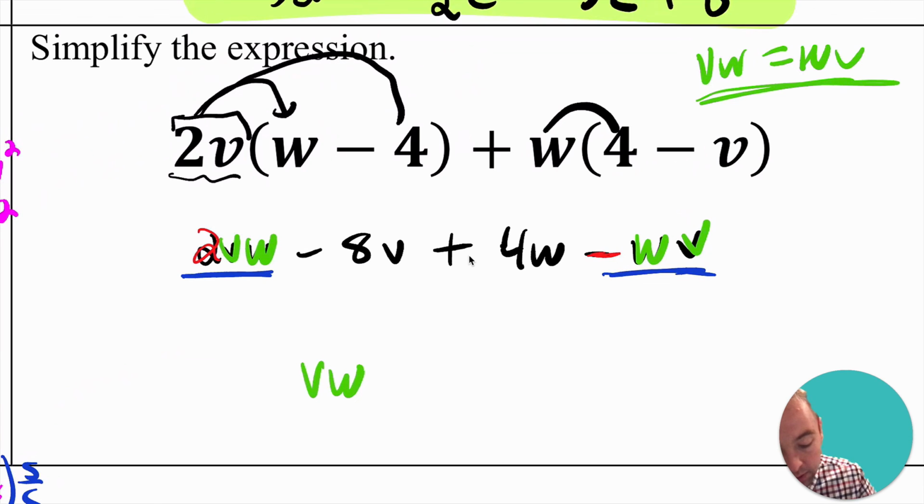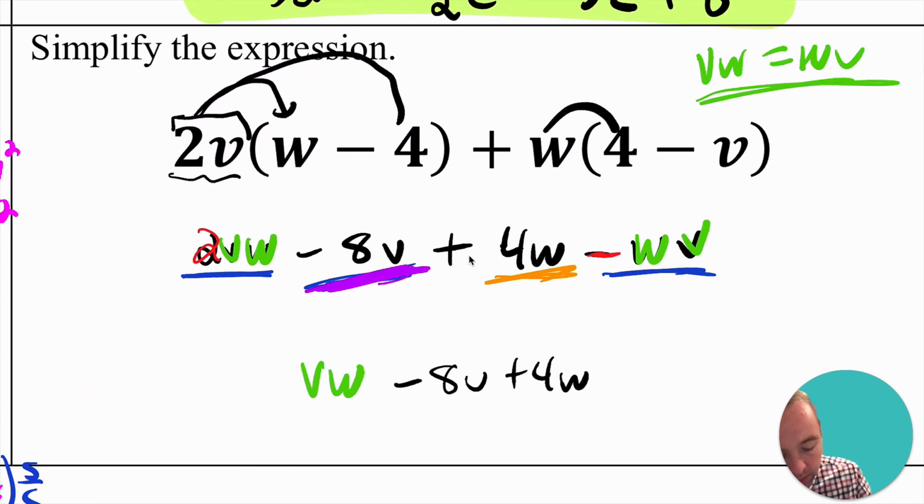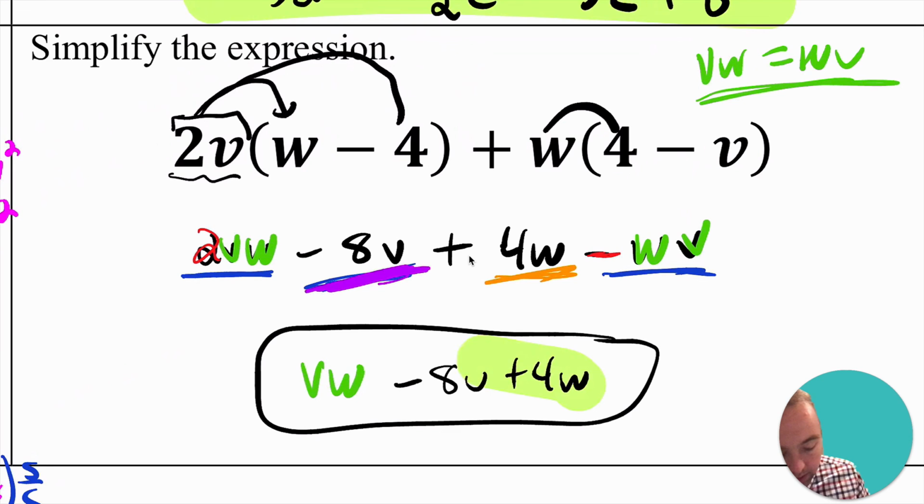But then the other terms, this is a v term right here, and then I guess I should use a different color. There we go. That's a v term right there, and then a w term right there, which are different variables. So those will just remain as they are. So minus 8v plus 4w, and then that would be the final result that's fully simplified.